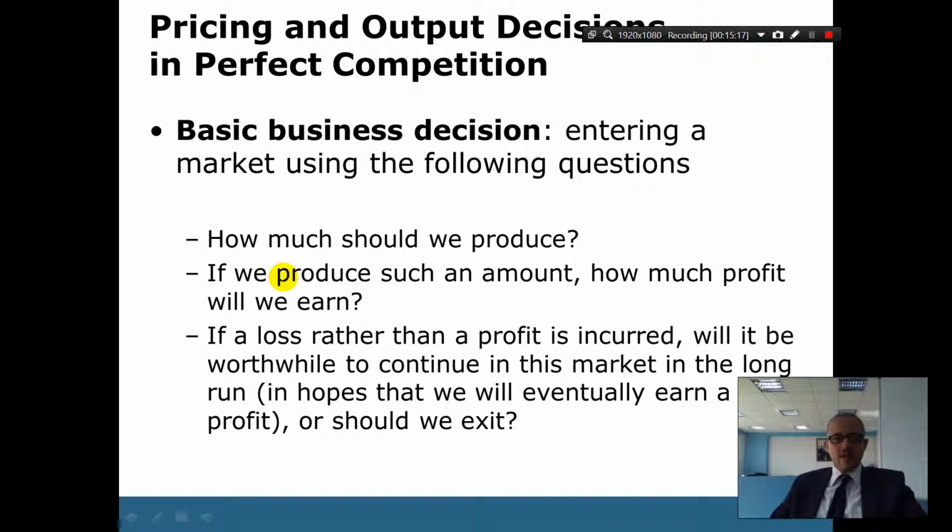Let's see. We've got basic business decisions when entering a market, using the following questions. How much do we produce? It's an important question. If we produce such an amount, how much profit will we earn? And if a loss rather than a profit is incurred, will it be worthwhile to continue in the market in the long run or exit? So these are the important questions for this chapter.